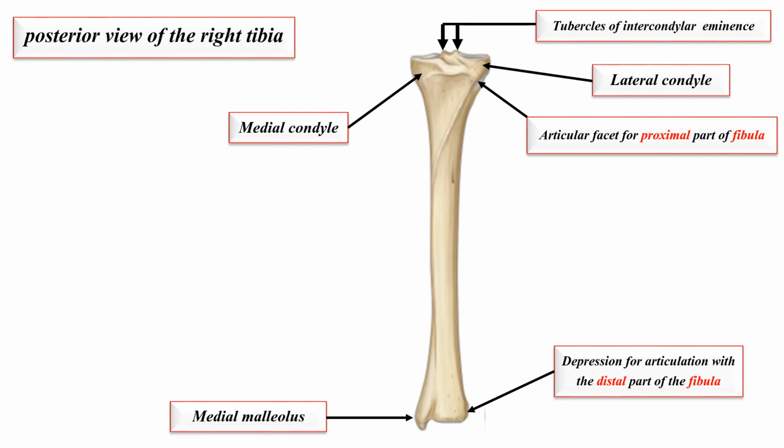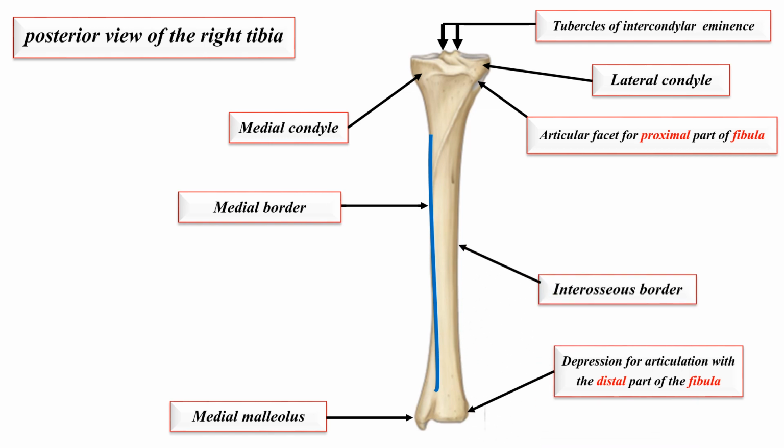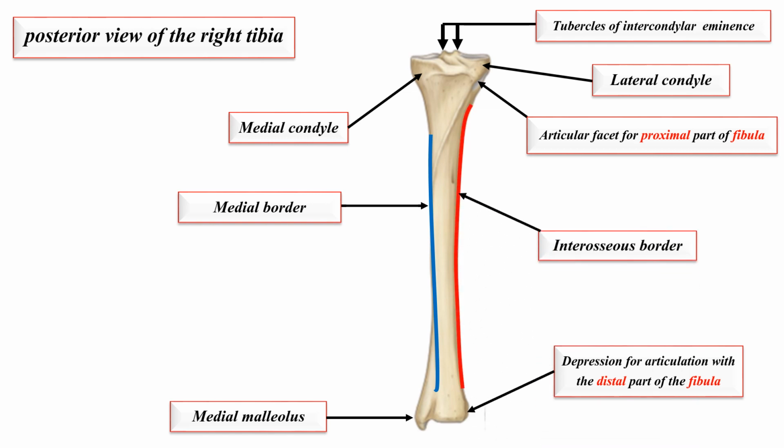Those are the tubercles of the intercondylar eminence in the superior surface or the plateau surface of the tibia. Articulation between the tibia and the fibula superiorly forms the proximal tibiofibular joint, while articulation between the tibia and the fibula distally forms the distal tibiofibular joint. This is the medial border, also called the posterior border. It runs downward to reach the posterior border of the medial malleolus. This is the interosseous border or the lateral border.